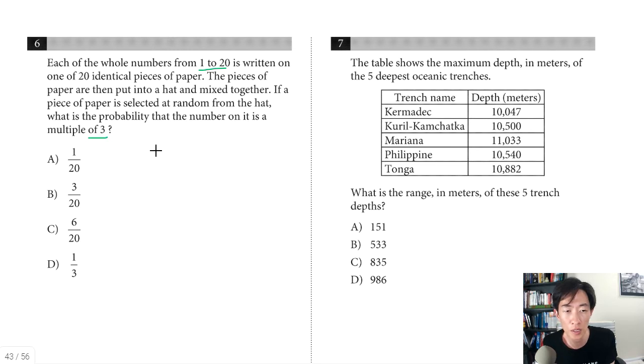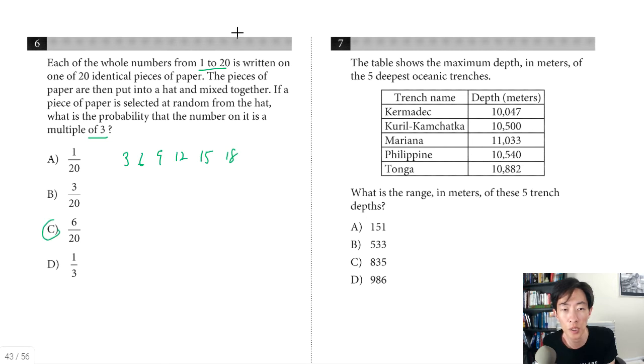So you should recognize that this problem is simply asking how many multiples of 3 are there from 1 to 20, given that they're putting one number on one piece of paper. All this probability stuff is just there to distract you. So most of you probably simply listed out the multiples of 3. It's very simple. You go 3, 6, 9, 12, 15, 18, and the next one, 21. So you count it up, 1, 2, 3, 4, 5, 6, and the answer is 6 out of the total is 20, so it's C.